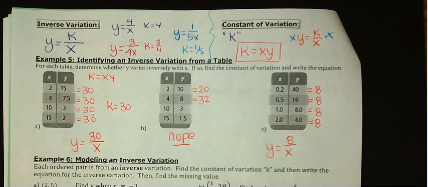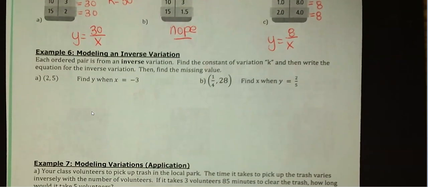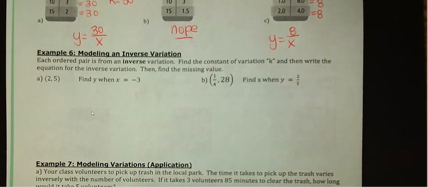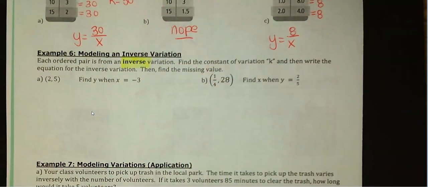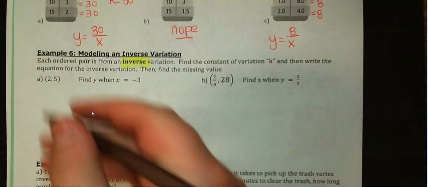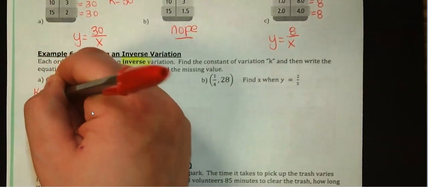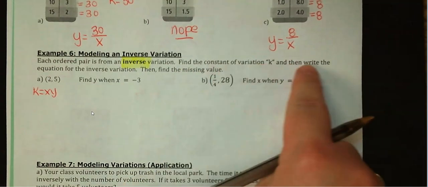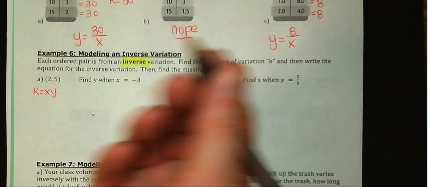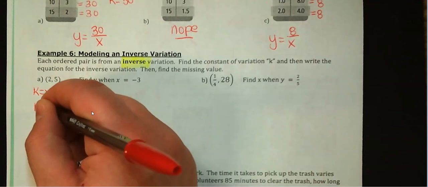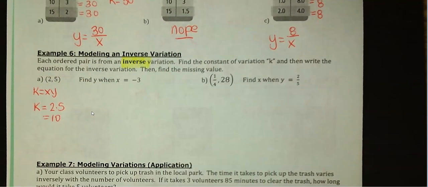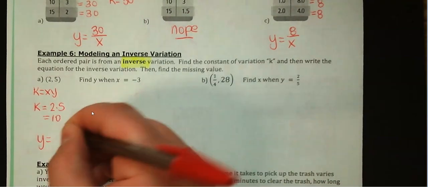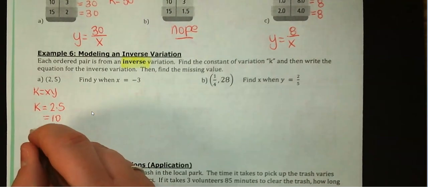Questions about the inverse? Now, if they give you information about an inverse, this says each ordered pair is from an inverse variation. So automatically, that'll tell me the k value is x times y. It says find the constant of variation k. So if my point is 2, 5, then I literally just do 2 times 5. The k value would be 10. Write the equation. So y equals 10 over x.